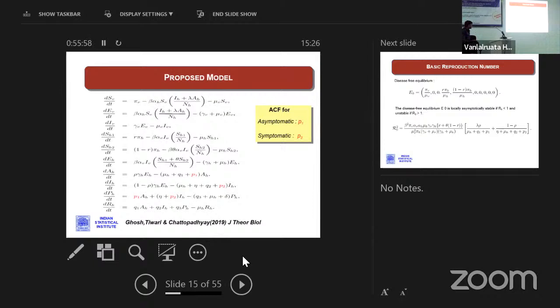Mu is the death rate, and at Q1 you are recovered. Similarly, Q2 is here, you are recovered and you are joining the hospital. H is the hospital. So from asymptomatic, at rate P1, you are going to the hospital. At rate P2, you are joining the hospital and you are recovered. This is very complicated. Look at my schematic diagram.